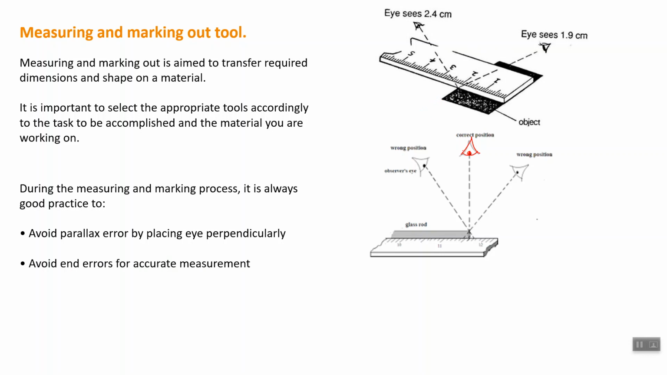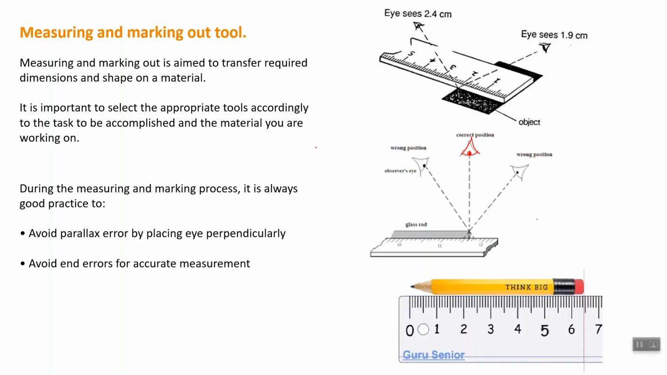So next, we avoid end errors for accurate measurement. So what is an end error? For example, when we measure an object, on some rulers, the zero doesn't start from the edge itself. It starts a bit further. So make sure to start from the zero when reading, okay, to the end of the object. So when we measure the object from the edge itself, it makes an end error. Okay, this is to be avoided.